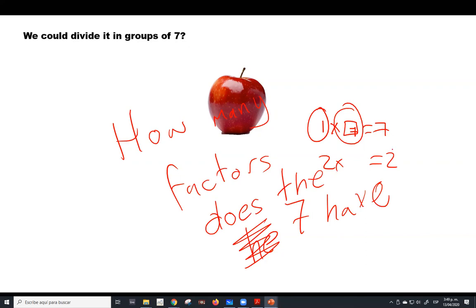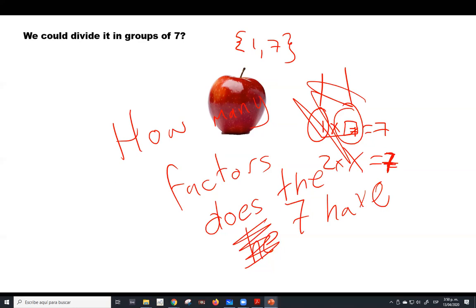Yes. 2 times, sorry, the result is 7, sorry. No. Then no, this one doesn't work. By 3, no. 4, no. 5, no. 6, no. 7, yes, but it's the same. So you only have this one and 7 as factors of the 7, but you don't have anything else.